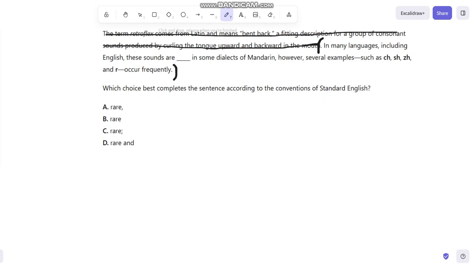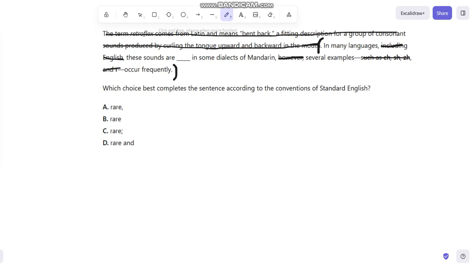Okay, let's read the sentence first. In many languages, including English, these sounds are blank, which is rare. In some dialects of Mandarin, however, several examples such as this all occur frequently. You notice that we have three non-essential phrases used here. So one is this thing because it is surrounded by two commas, and if you try to read the sentence without this phrase, it will still make sense. Also, however, is non-essential, and this example is also non-essential.